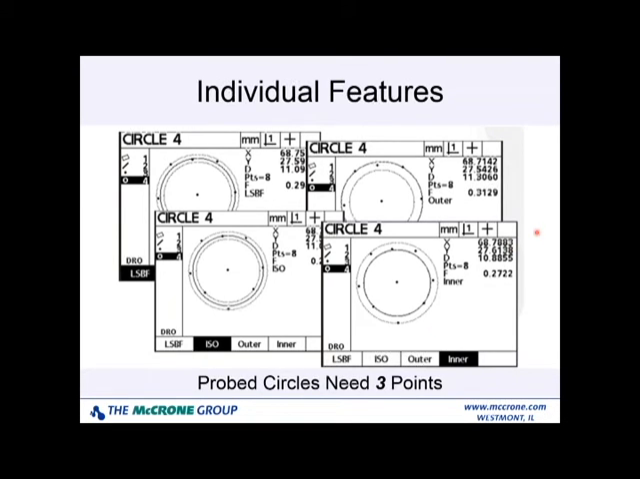You can look at individual features. Here, for instance, we've probed a circle, and it looks like they've chosen 8 points to determine a circle. You can, at this point, determine whether or not you want to use a least squares best fit algorithm for determining your circle, or the ISO schema, or if you want to look at the outermost 3 points to determine the circle, or the innermost 3 points to determine the circle. You have those options.